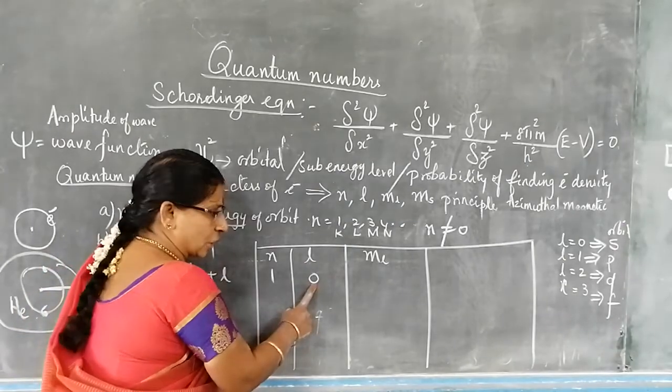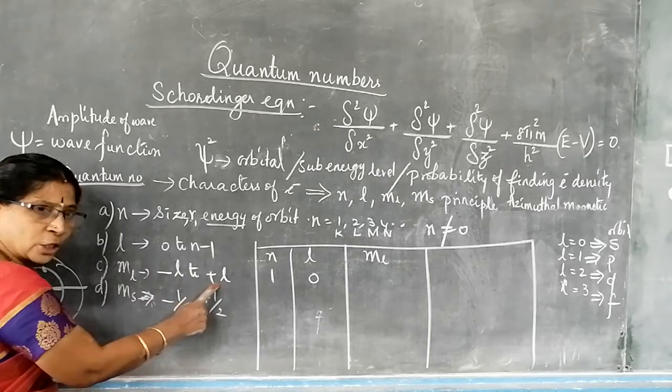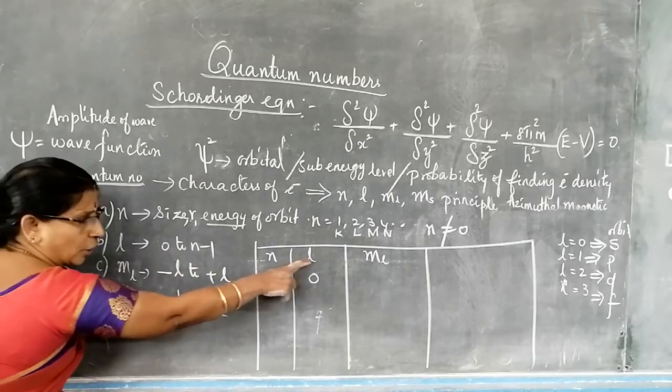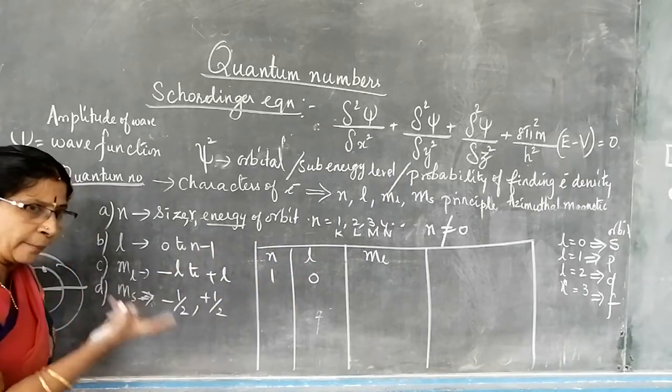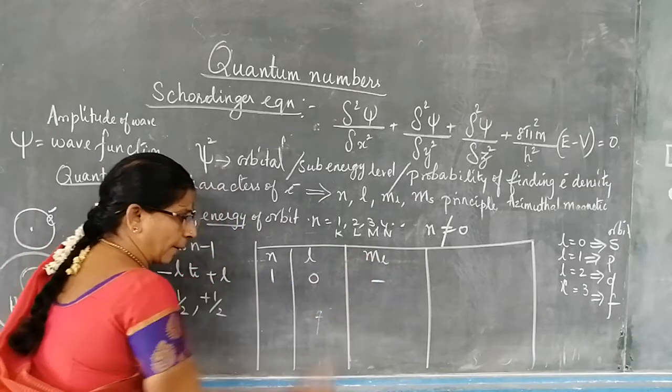If l is equal to 0, what is the ml value? See the ml formula, minus l to plus l. l value is 0 means, is there any minus 0 plus 0? No. So there is only the value 0 for ml.